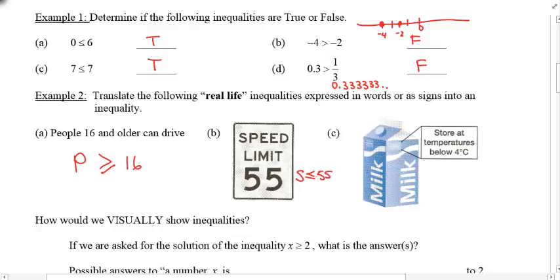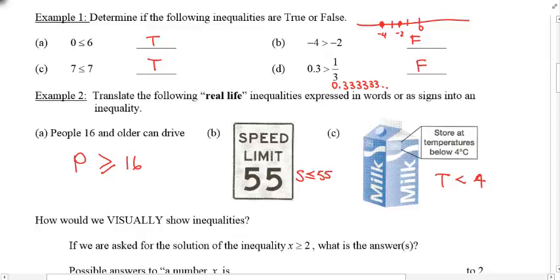To store this below 4 degrees Celsius, so whatever temperature you have, you want it to be below, so that must be less than. You don't want it to be equal to, it says below 4, so how about T is less than 4? Okay.